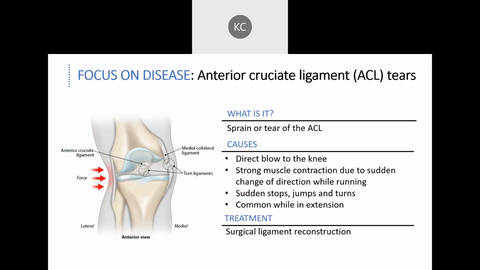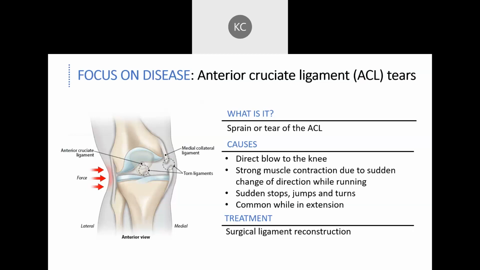So if we look here, you can see that an ACL tear involves the tearing of the anterior cruciate ligament. So here's our knee, here's our patella, and here's the anterior cruciate ligament. This can be caused by some type of blow to the knee. So if you're running and somebody hits you or falls on you from a lateral aspect, it could cause the ACL to tear. Some type of strong contraction that pulls on the knee and causes this ligament to rupture. Sudden changes in direction. So if you're jumping, you're running, you're turning, this can all cause it.